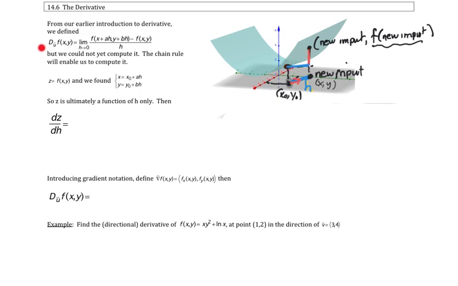That's what we want. Okay, so we talked about what it meant and how we could envision that on a graph and all of that, but we couldn't compute it at that point. But we can now because of the chain rule.